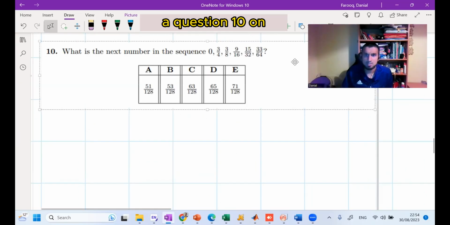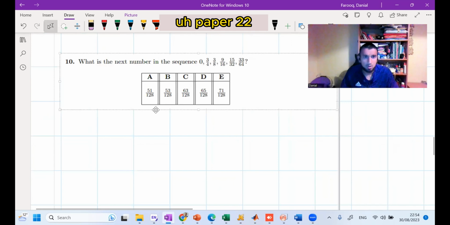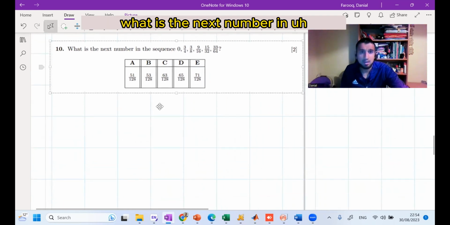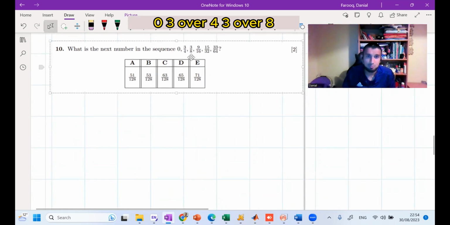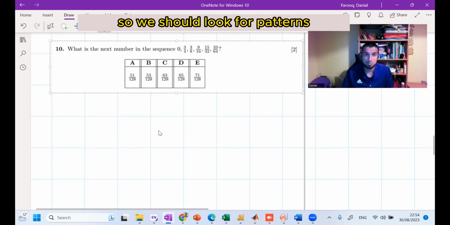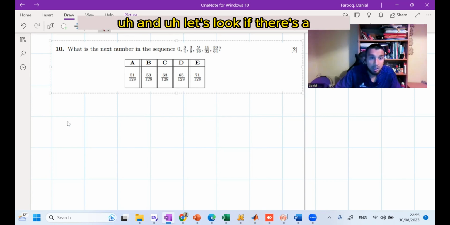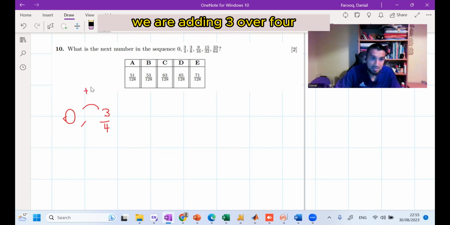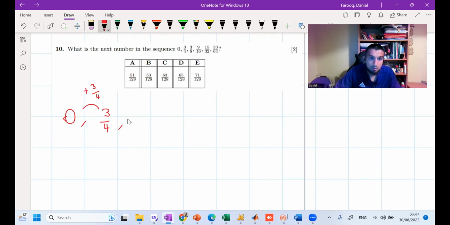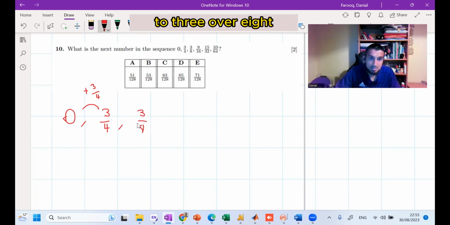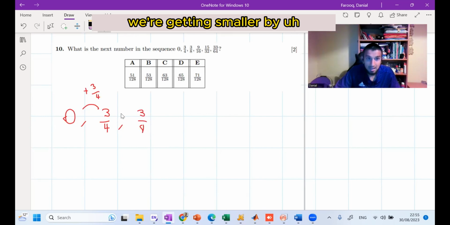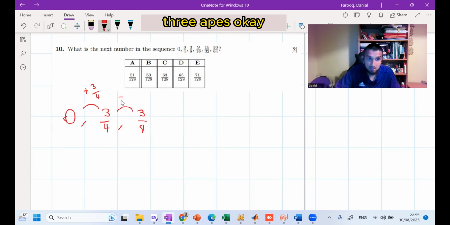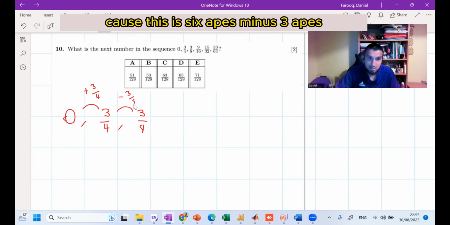Okay? Question 10 from paper 22. What is the next number in this sequence? 0, 3 over 4, 3 over 8, 9 over 16, 15 over 32, 33 over 64. Okay, so we should look for patterns. Let's look at the difference first. 0 to 3 over 4, we are adding 3 over 4. And then to 3 over 8, we're getting smaller by 3/8, okay? Because this is 6/8, we're minusing 3/8.